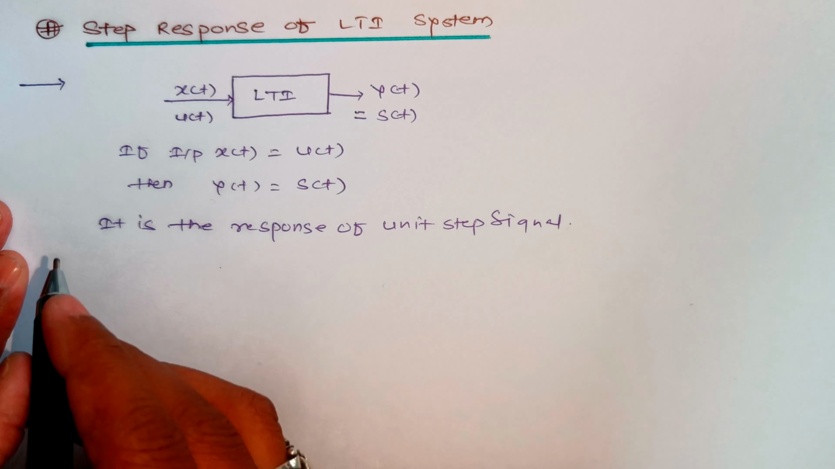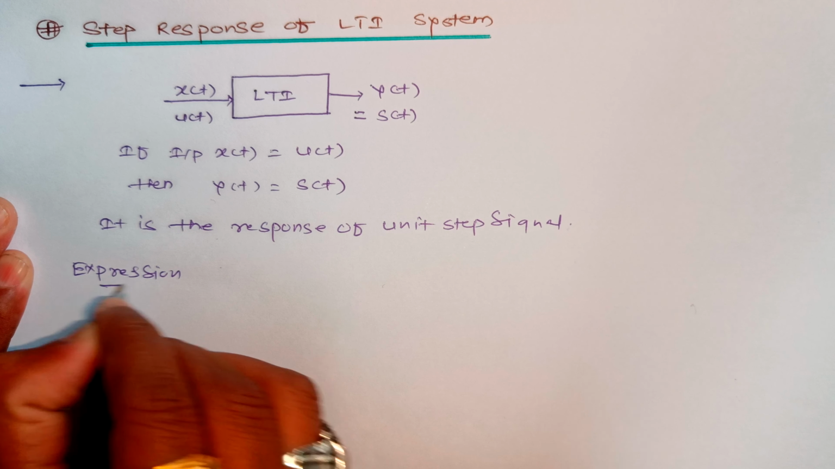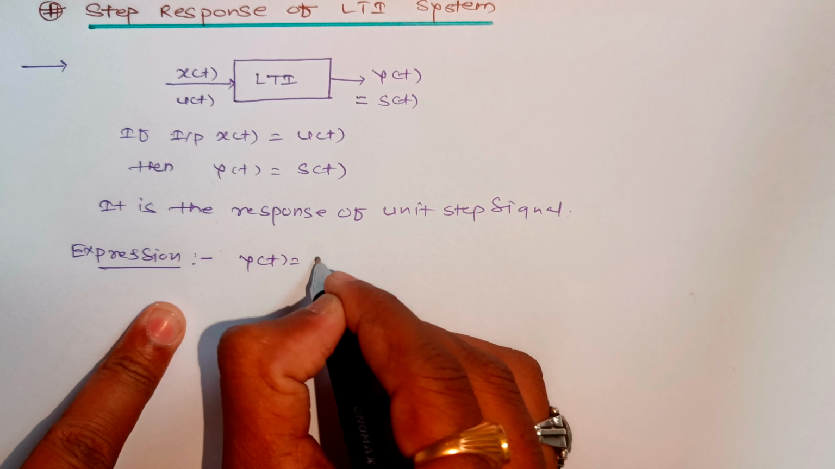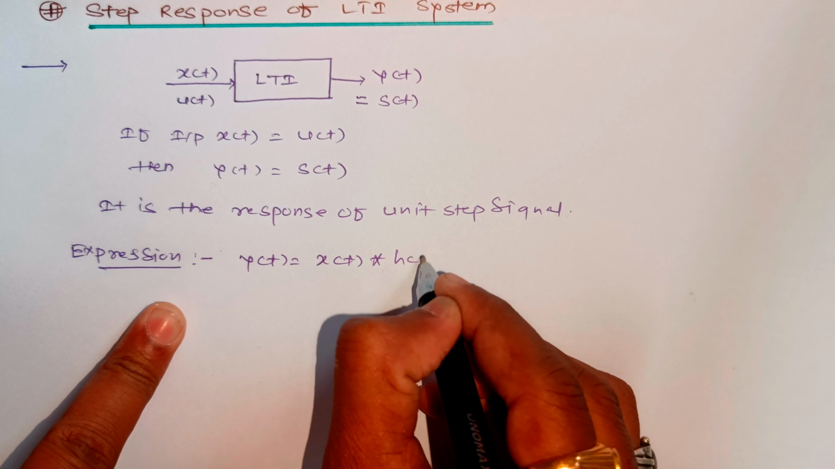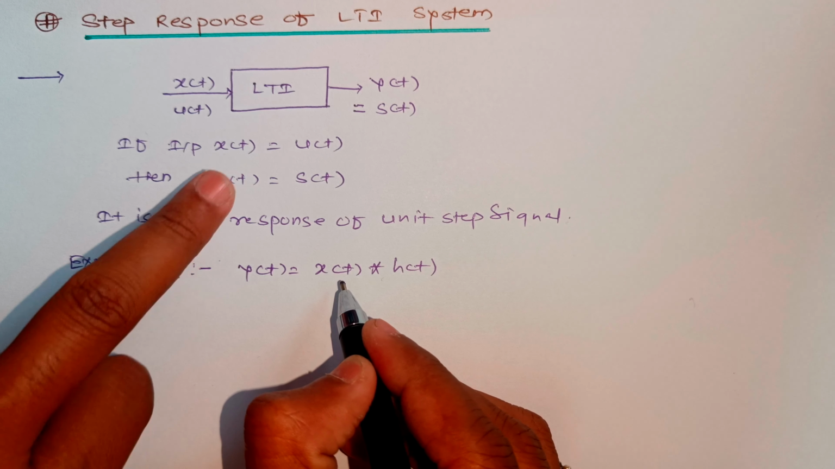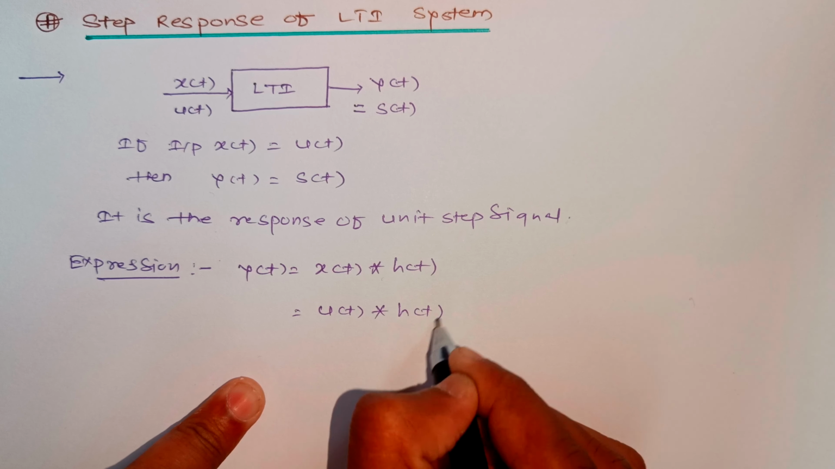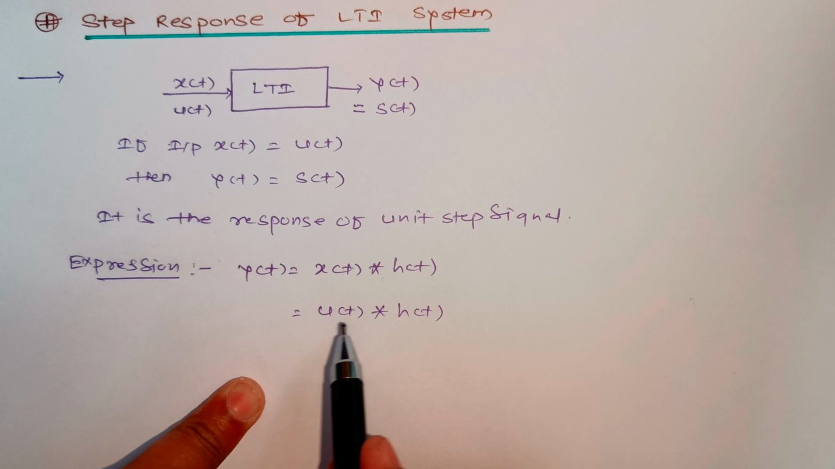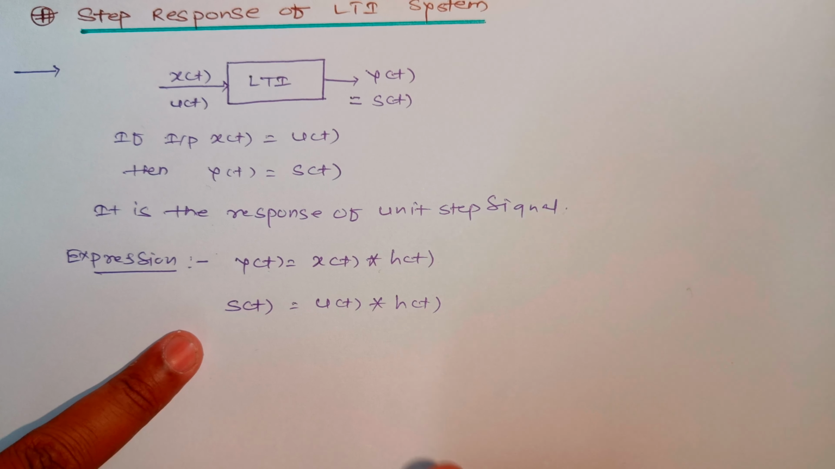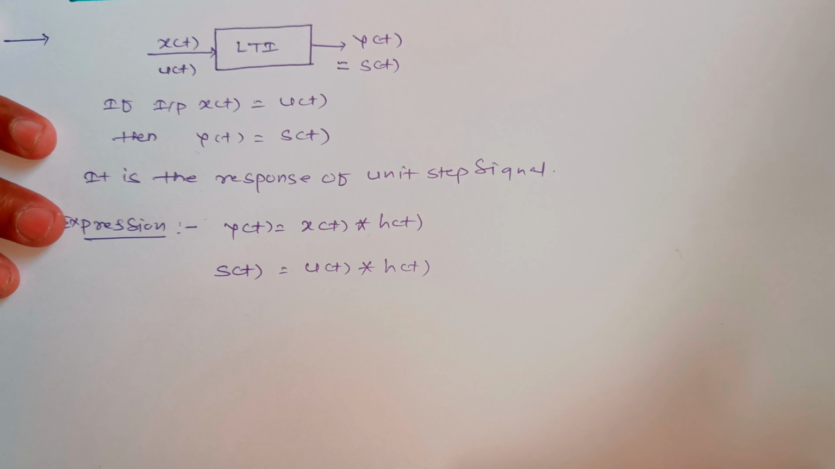Now to find its expression, the output expression of step response, we can write, as you know, y of t is equal to x of t convolved with h of t. This is the standard form of representing convolution integral. Now if I replace x of t with u of t, we'll be getting u of t convolved with h of t. So if the input is replaced with u of t, output becomes step response. So this will be the expression: s of t is equal to u of t convolved with h of t. Okay.